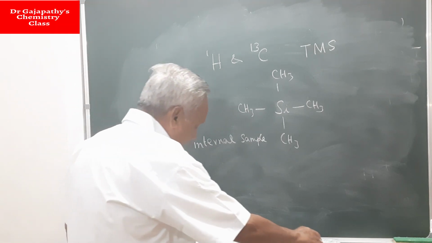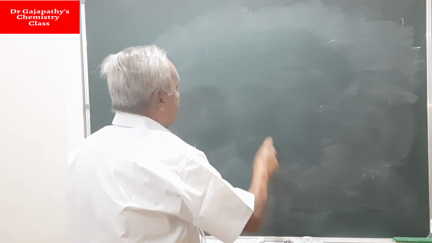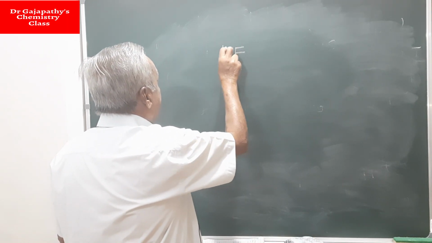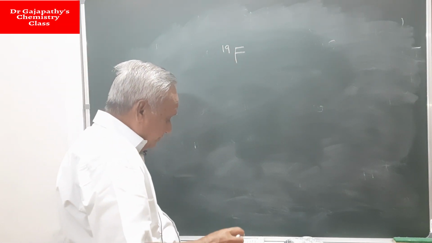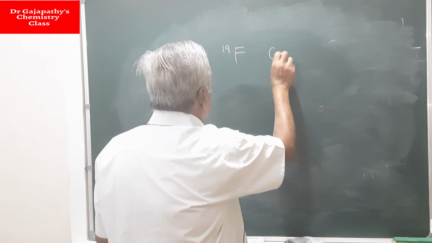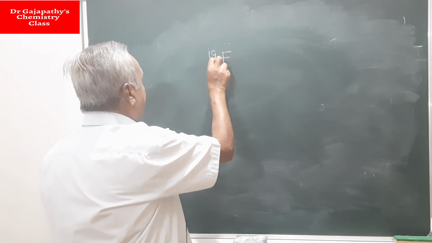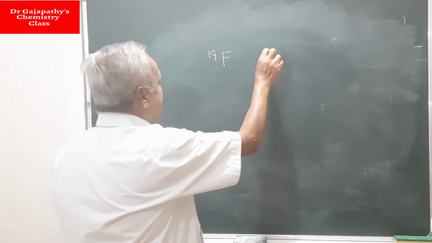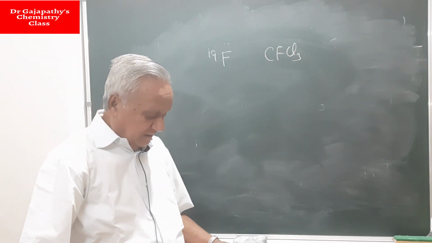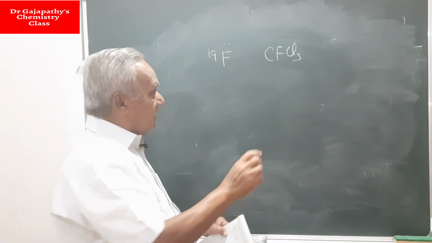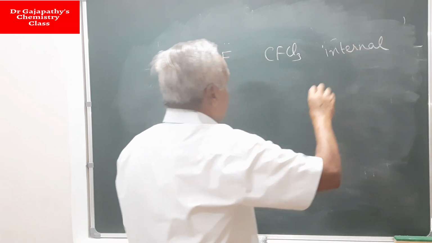Similarly, if it is F19 NMR, we use CFCl3 as the reference material. For F19 NMR, the reference material is CFCl3. This is also used as an internal standard. That is, you can add this to the sample and record the NMR.